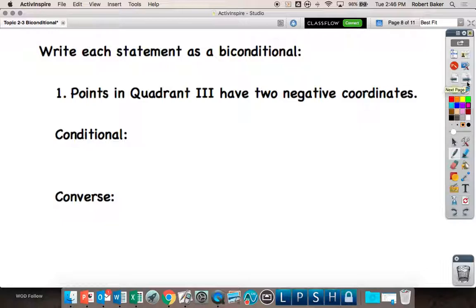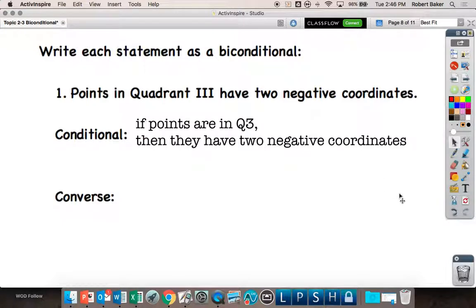Points in quadrant 3 have two negative coordinates. You need to make that a conditional statement. You have to add the word if and then. Who wants to try and speak that into existence? Can you do it? If the points are in quadrant 3, then they have two negative points. Perfect. I think I wrote it a little different. If points are in quadrant 3, then they have two negative coordinates.